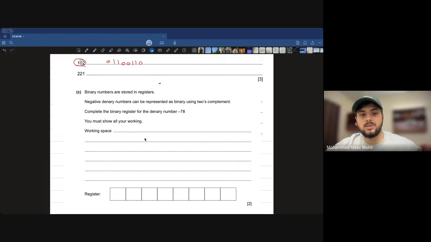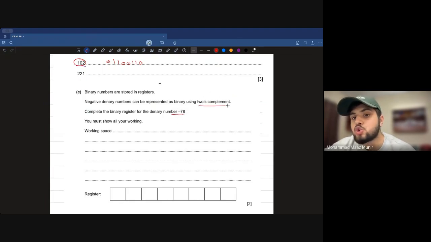Okay. So now we're going to be starting off with this question, which is basically dealing with negative numbers. So, two's complement concept. We did study how I can represent positive 102, but what if I have to represent a negative number, right? Now I have to do negative 78. For this, we need to use the two's complement concept.